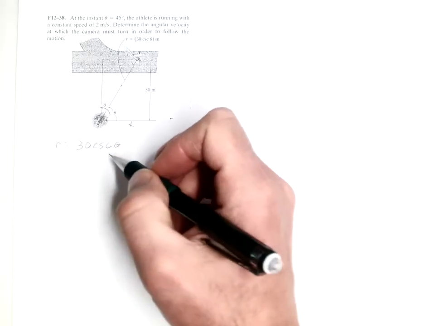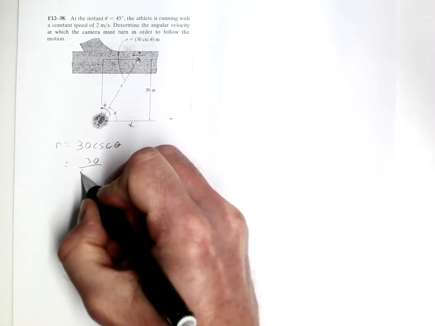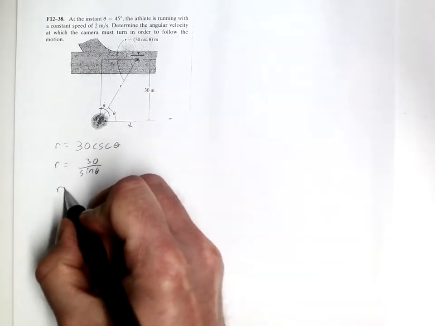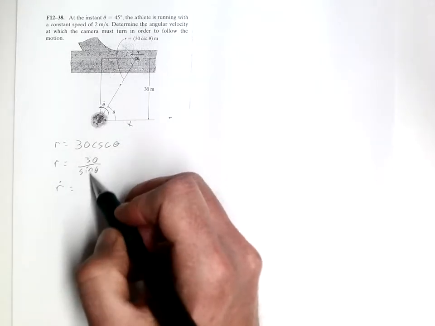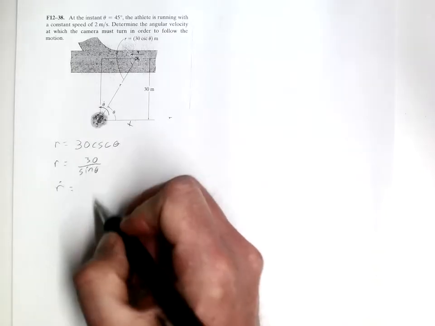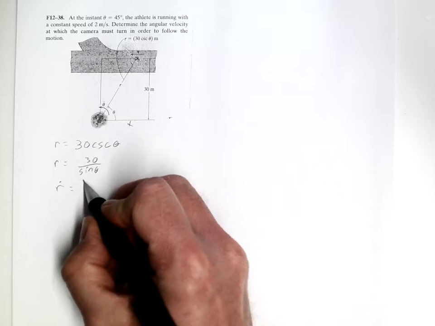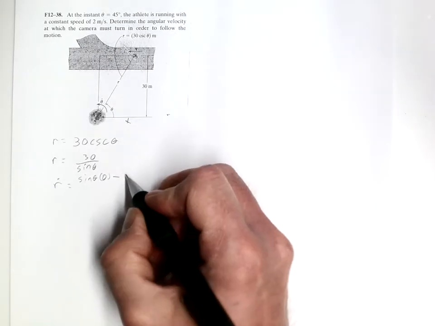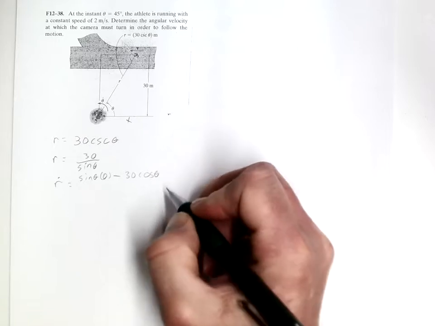Now, we want to take the derivative of this, so let's change this into 30 over the sine of theta for r. So taking the time derivative of both sides, r dot equals bottom d top, so the bottom is sine theta and the top is the derivative of 30, which is 0. So sine theta times 0 minus top d bottom. So 30 times the derivative of the bottom, which is cosine of theta.